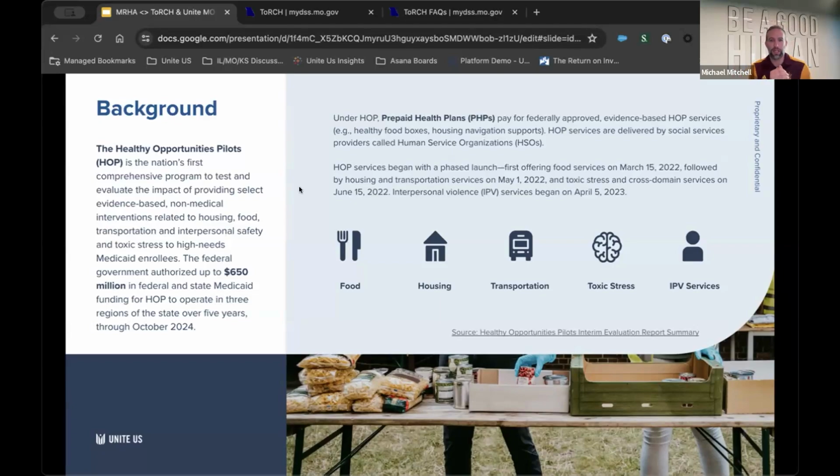And North Carolina, different than the ToRCH model, went through their managed care, or what they call their prepaid health plans. So they used slightly different modeling and mechanisms to make it happen. But they were focused on these 5 domains: food, housing, transportation, toxic stress, and IPV services. And so they started rolling this out across the state.